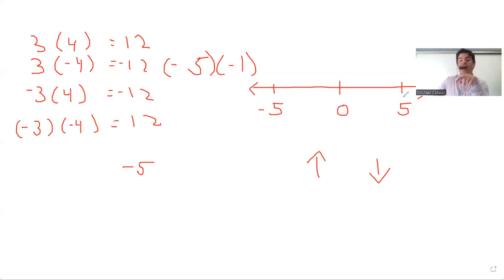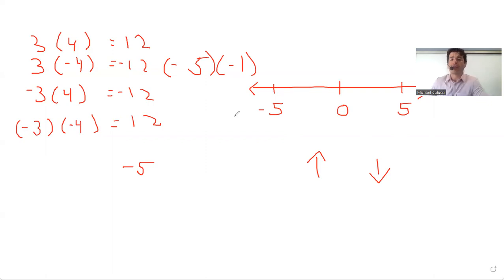So if I'm looking at 5 and I say, well, what's the opposite of 5? It's negative 5. But what's the opposite of negative 5? It's positive 5 again. For that reason, if you're following me so far, negative 3 times negative 4 is a positive 12. A negative times a negative is always a positive.